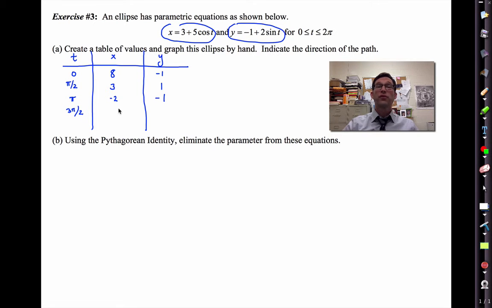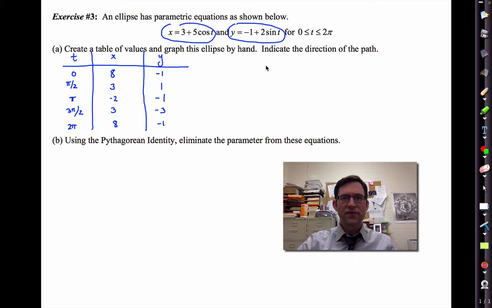If I have 3 pi over 2, the cosine is 0, so the x-coordinate is just 3. The sine is negative 1, so here the y-coordinate is negative 3. And if I come full circle, pun entirely intended, at 2 pi, the cosine is 1, so x will be 8. Sine will be 0, so y will be negative 1. So let's think about this a little bit. Our biggest value of x is 8. Our smallest value is negative 2.